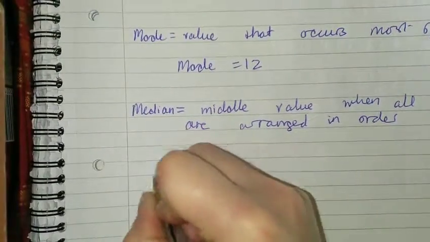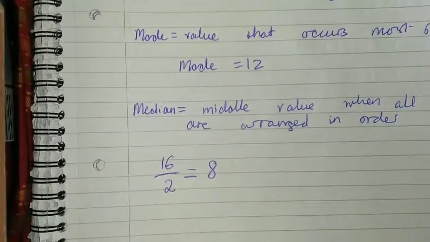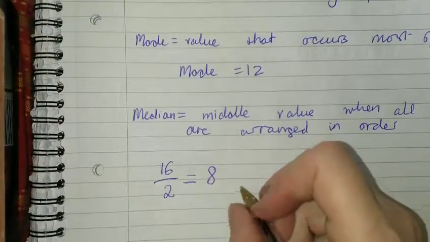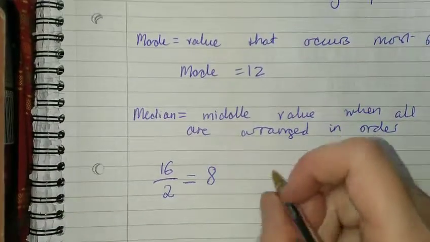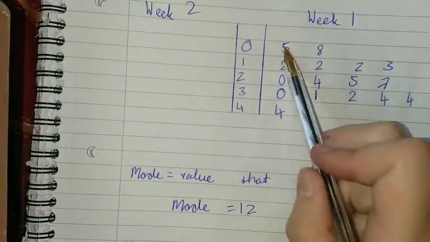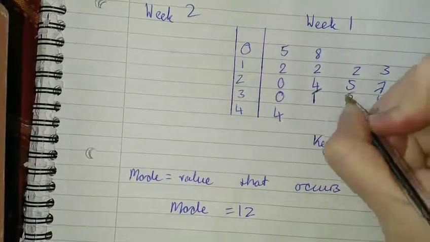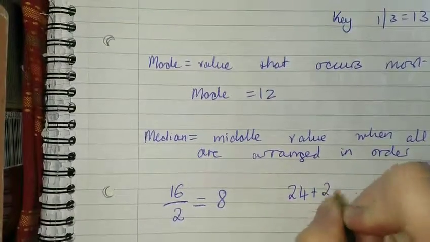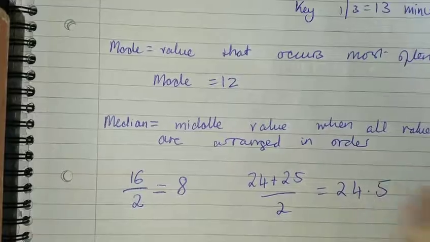If we want to get the middle value, we can divide by 2. So we get 8. So the 8th and the 9th values are the middle values. So our middle value is really going to be 8.5. We have to get the average of the 8th and the 9th value. So 1, 2, 3, 4, 5, 6, 7, 8. It's the average of this value and that value. So 24 plus 25 divided by 2 gives me 24.5.